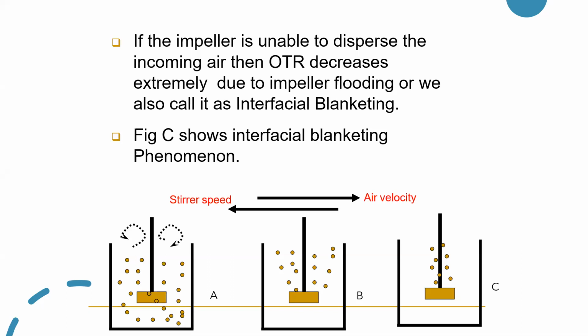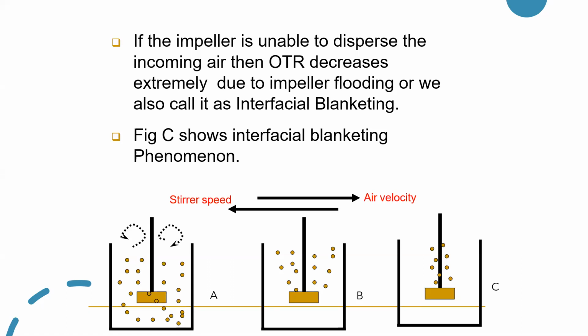However, in figure C, you can see that my gas bubbles have clumped. They have made a blanket on the stirrer. Why? Because the speed of the stirrer was very slow and the rate of supply of oxygen was very high. So you are supplying a lot of bubbles, but they are not getting dispersed in the reactor. They are forming an interfacial blanket on the surface of the impeller, and this is known as interfacial blanketing.